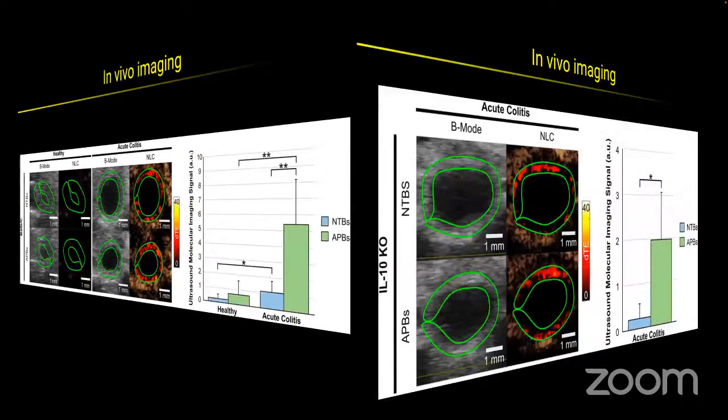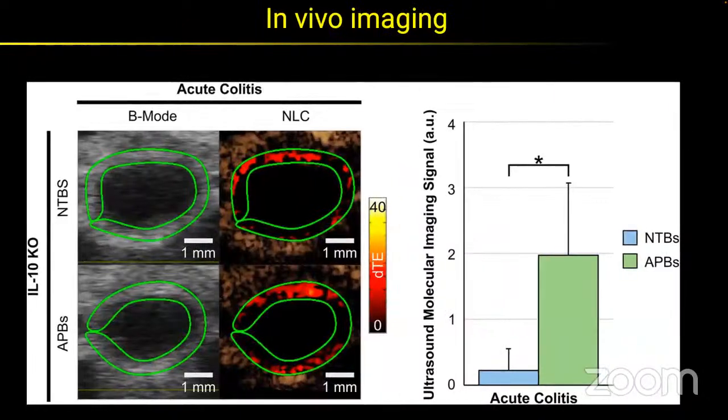That was great. We were extremely excited about this result, but we also wanted to try it in a second animal model. And here we use this genetic model of inflammatory bowel disease, IL-10 knockout. So these are missing interleukin 10, which is a potent immunoregulator. And so these develop chronic inflammatory bowel disease.